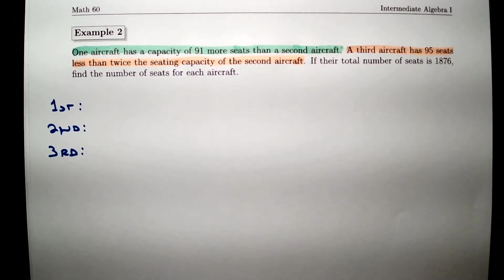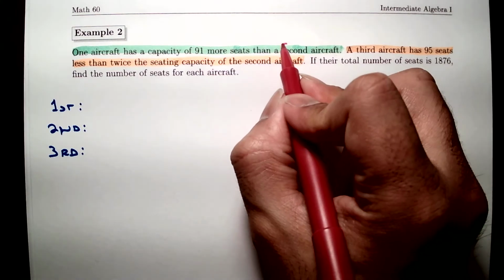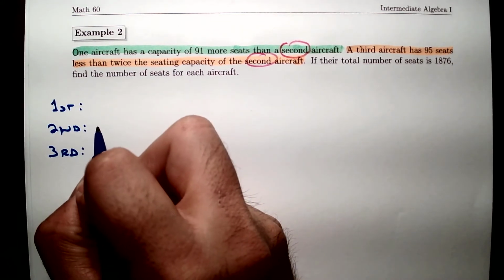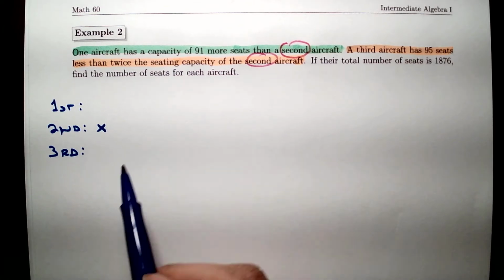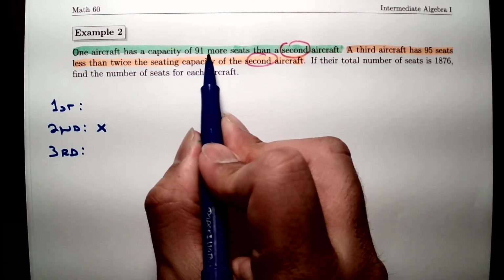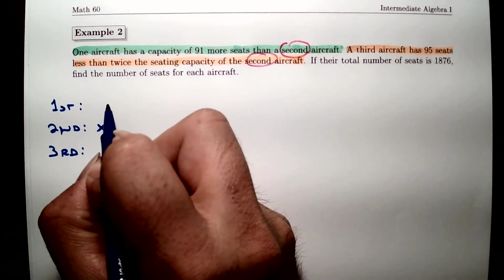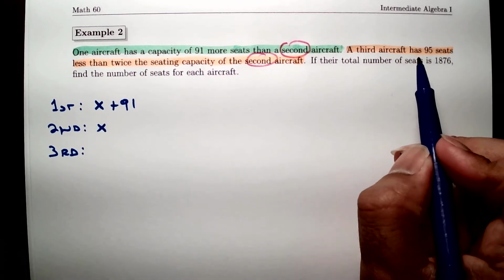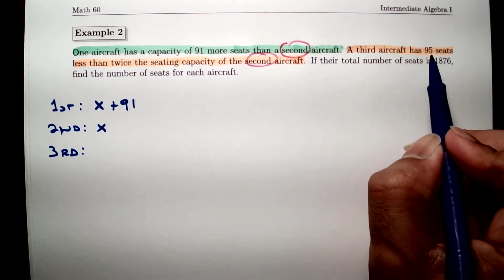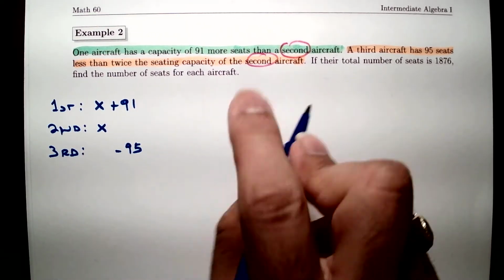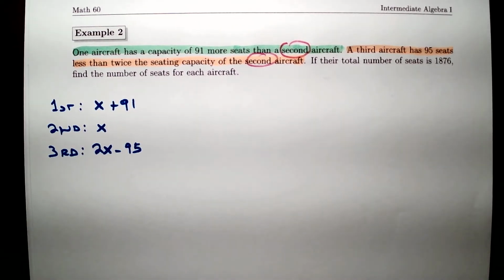All right, notice how everything is about the second aircraft, so in this case, that's going to be our x. Remember how in the previous problem, everything was about the first number? Well, that was x. In this case, everything is about the second aircraft. So 91 more than the second aircraft, that is x plus 91. And the third aircraft has 95 less than twice the second. That is 2x minus 95.